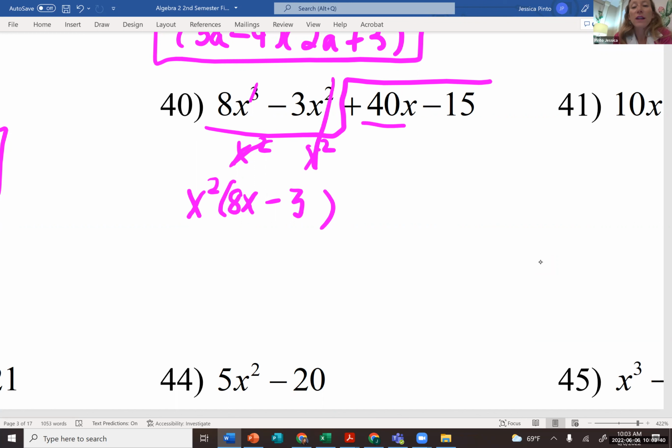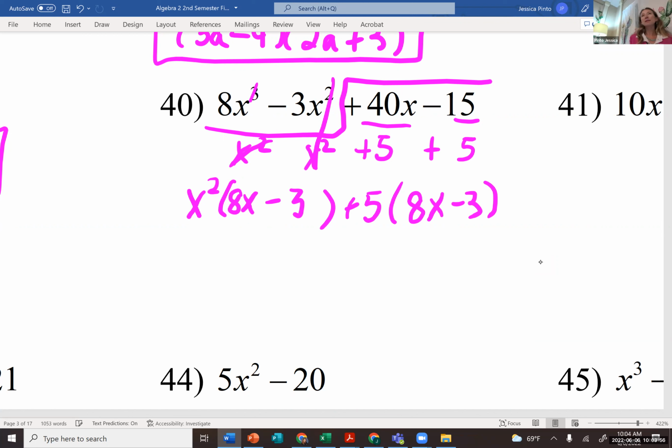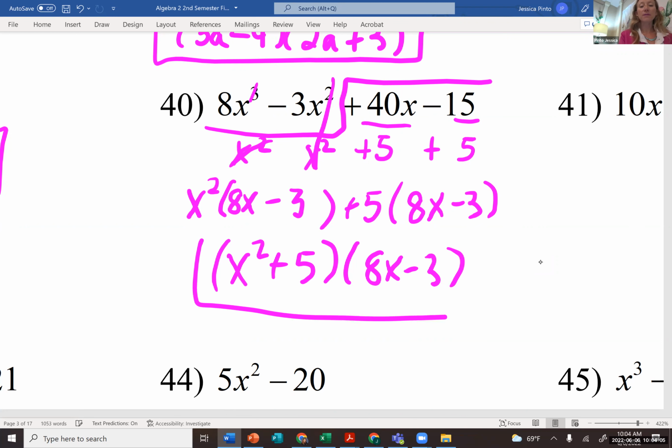Now in 40 and 15, I'm going to divide out a positive number because it starts with a positive. And I think I'm just going to take out a 5. That gives me 8x minus 3. Awesome. I love this. These two binomials match. This is x squared plus 5 and 8x minus 3. So these polynomials, they look kind of gnarly, but they factor pretty quickly because we don't have to make the chart.